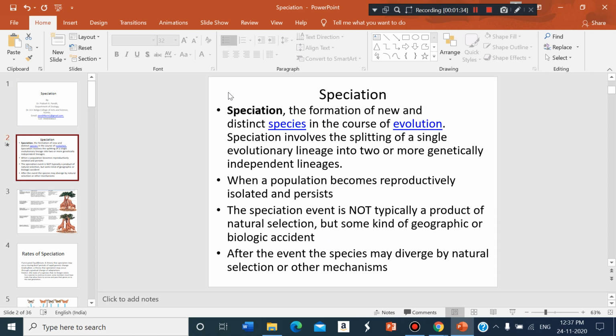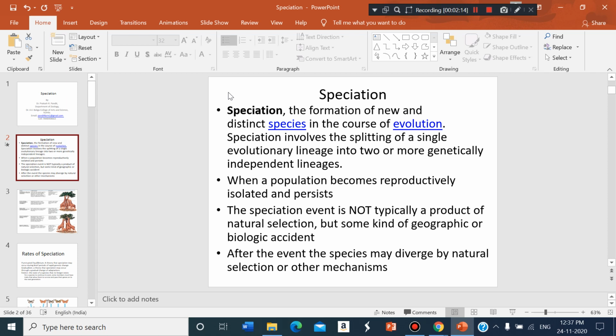So first we should know what exactly is meant by speciation. Speciation refers to the formation of a distinct new species, a new form, in the course of evolution. The entire course of evolution results in the process of speciation. So the formation of a new and distinct species in the course of evolution, we call it speciation. In short, it is the formation of a new species.